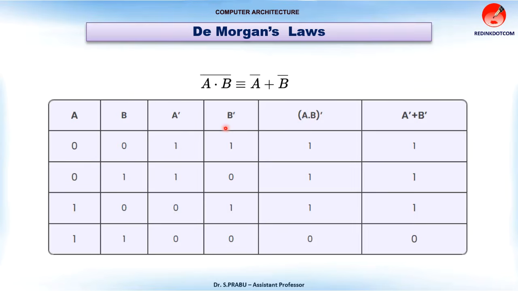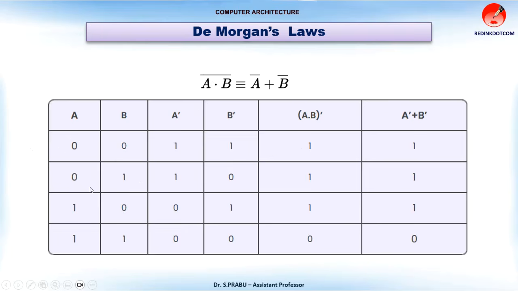This can be proved by using this truth table. First we write all the combinations of A and B values. Then in the next column, you write the inverse value of A. In the fourth column, write the inverse value of B. In the left hand side, (A dot B) whole bar. In the first row, A dot B is 0. The inverse value is 1.